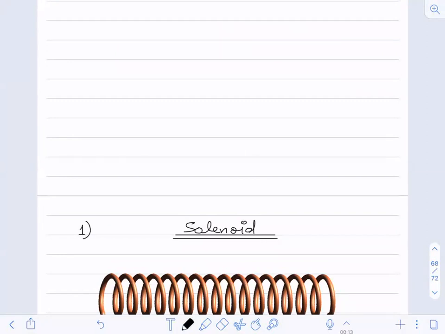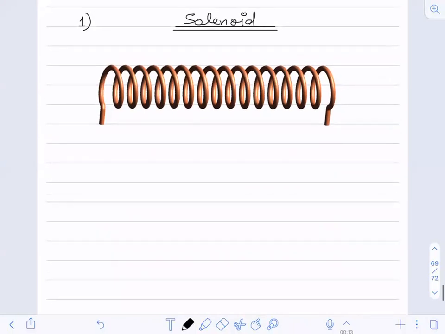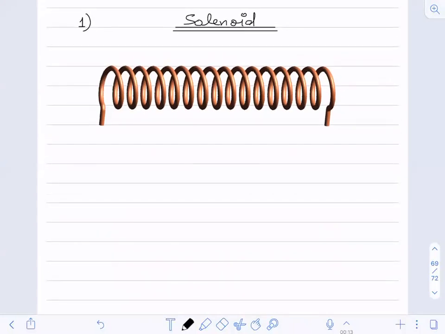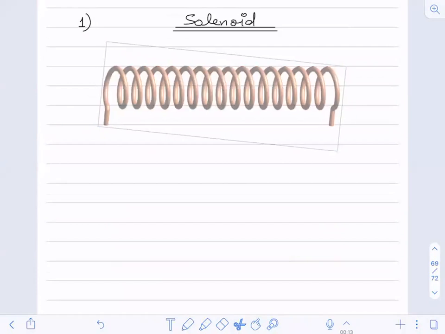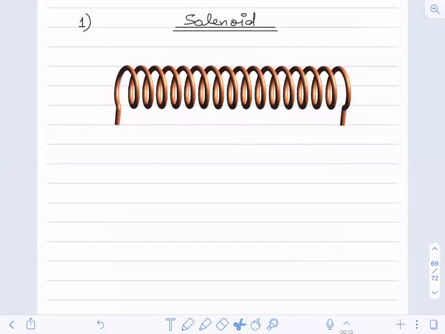So what is a solenoid? It looks somewhat like this. You would have studied solenoid in class 10th. We will study more about the solenoid and try to apply Ampere's circuital law over here, and we will try to calculate the magnetic field inside this solenoid. Understood? Fine. Let us do that.